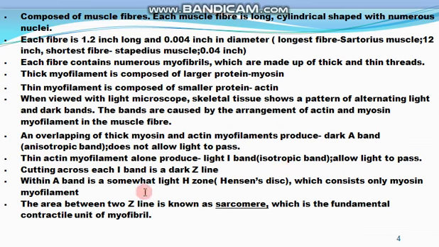And cutting across each I band is a dark Z line. Within the A band is a somewhat lighter H line or H zone, which is Hensen's disk, which consists of only myosin filament. And the area between two Z lines is known as the sarcomere. And the sarcomere is the fundamental contractile unit of the myofibril. So this is the structure of the myofibril, which will be explained more with the help of a diagram.